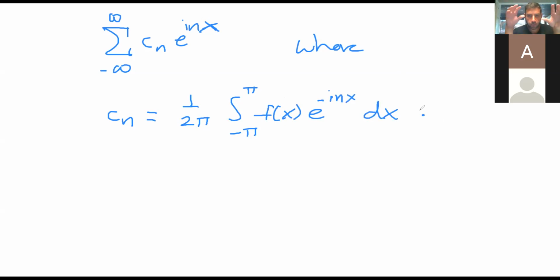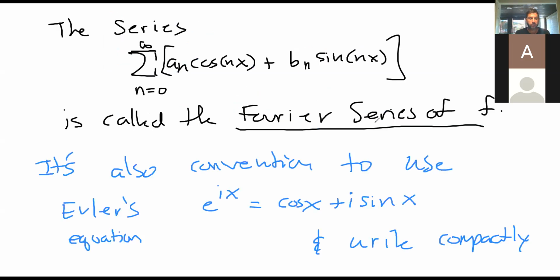So what we're saying is you can write a Fourier series in trig functions, or you can write it in terms of the exponential function. So there's two ways to define a Fourier series. You can define it this way using exponentials, or you can define it this way using trig functions. They are equivalent.